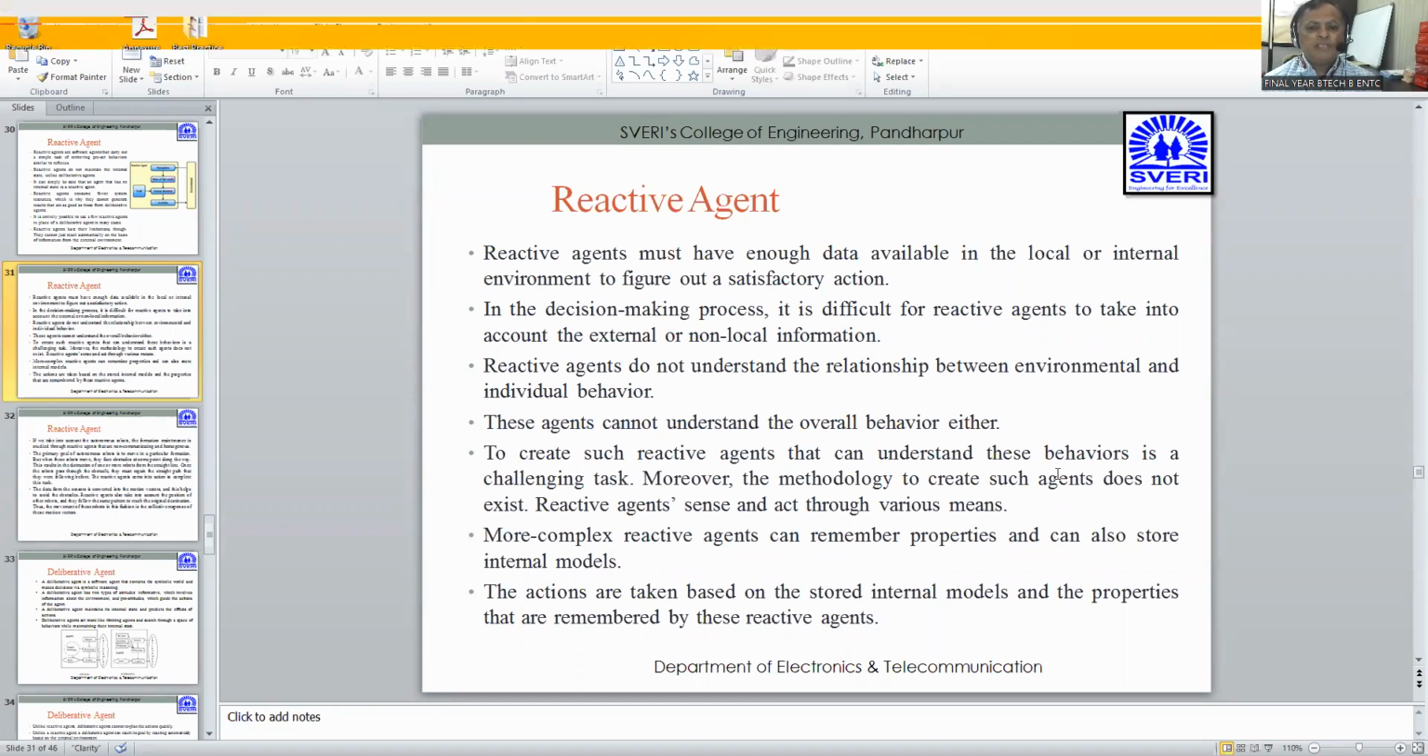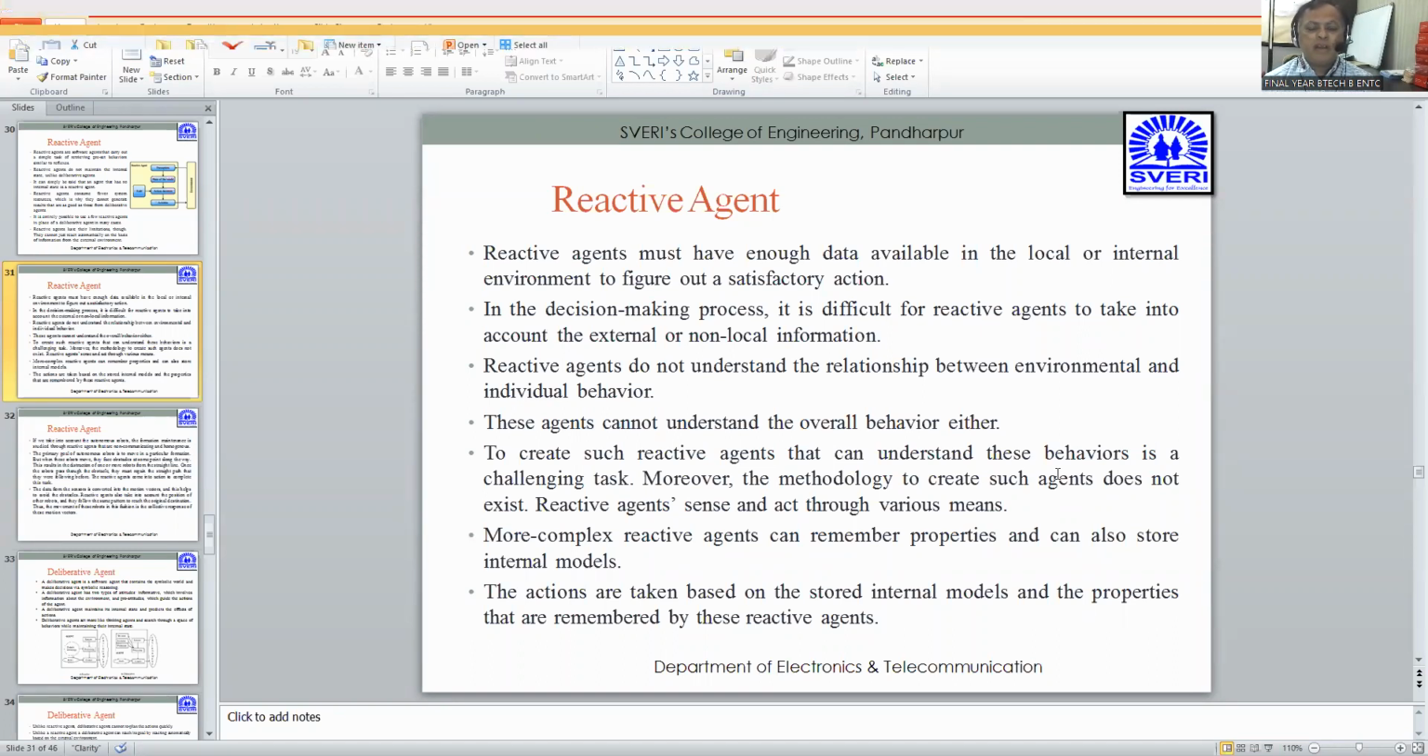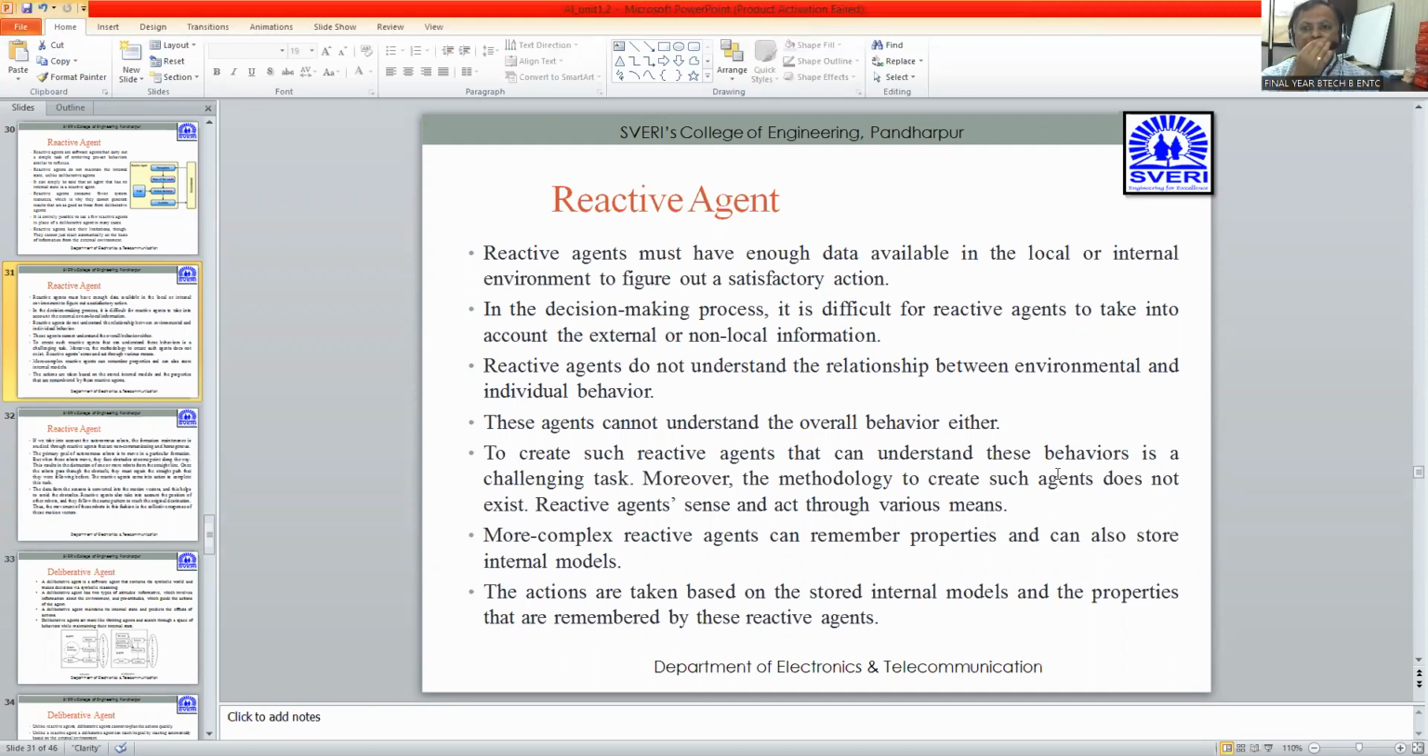Reactive agents do not understand the relationship between the environment and the individual behavior. So whatever input is coming from the environment will be processed.